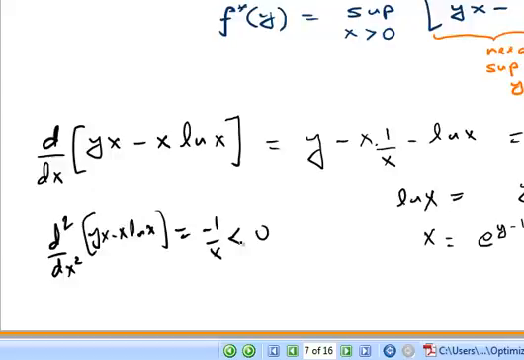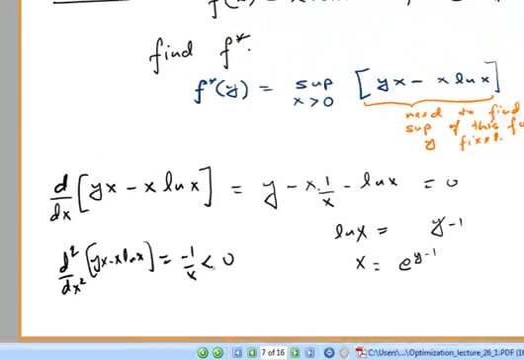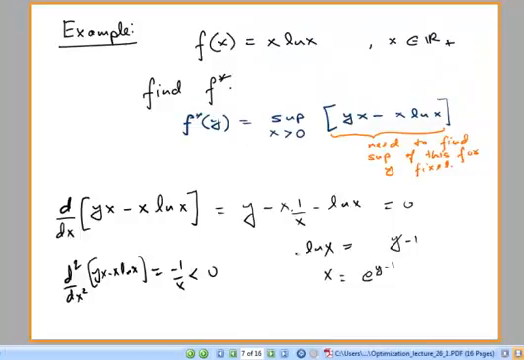At that point, if the second derivative is negative, that is a point of local maximum, right? Because if the second derivative is negative, that means the function is concave down. That's why it's a point of local maximum. So for this value of x, this expression is taking a local maximum. But that local maximum has to be the global maximum because there is no other critical point.